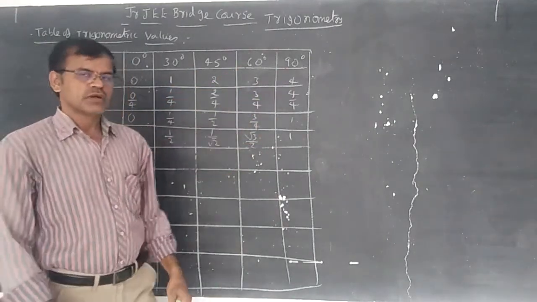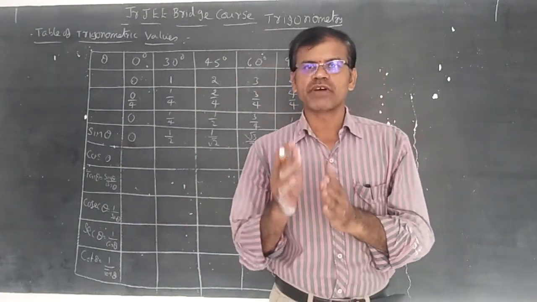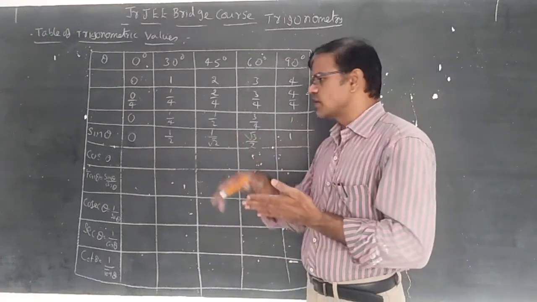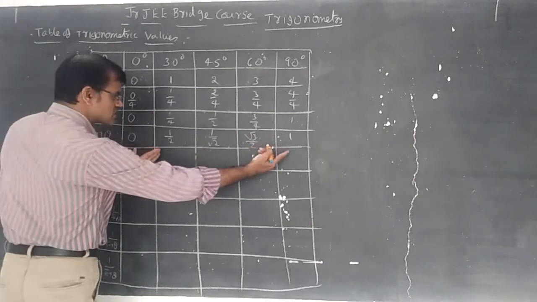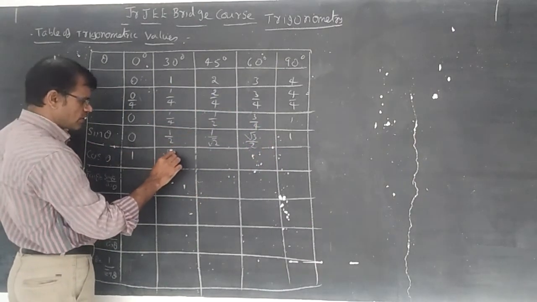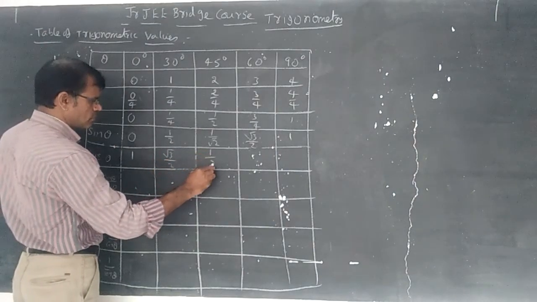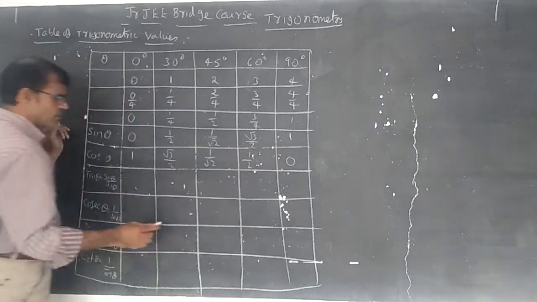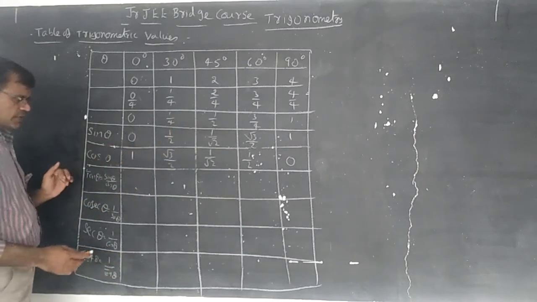Let us understand that cosine is the co-function of sine, so the process will be reversed in co-functions. Cos 0 becomes 1. Simply reverse the values: 1, then root 3 by 2, then 1 by root 2, then 1 by 2, then 0. Like this, opposite, last to first.